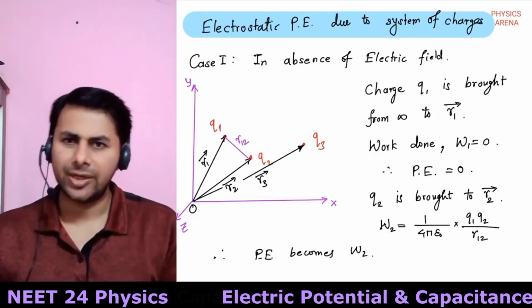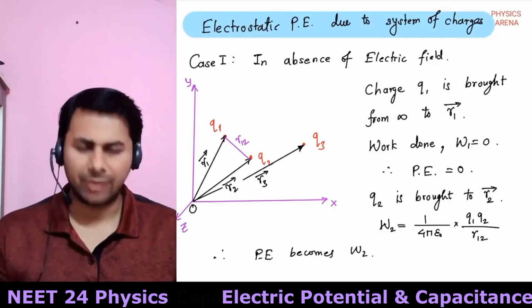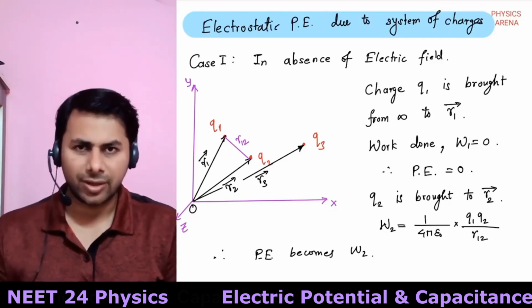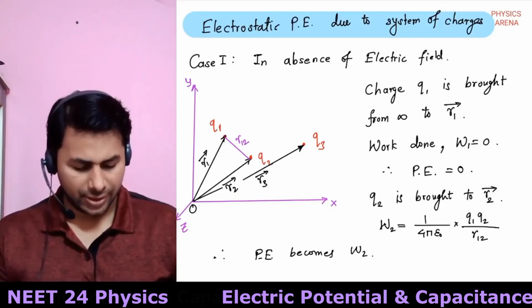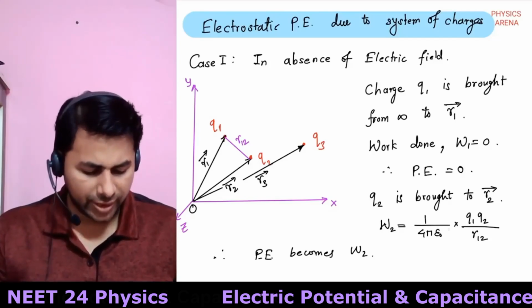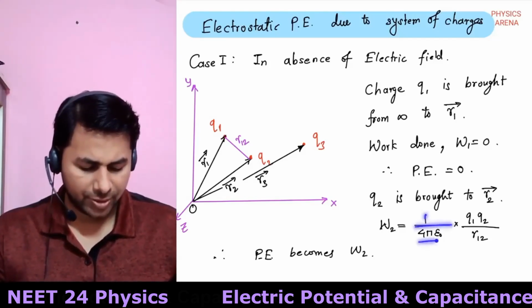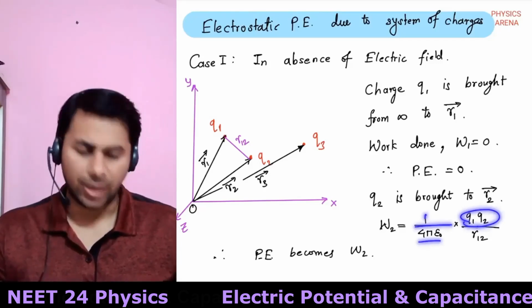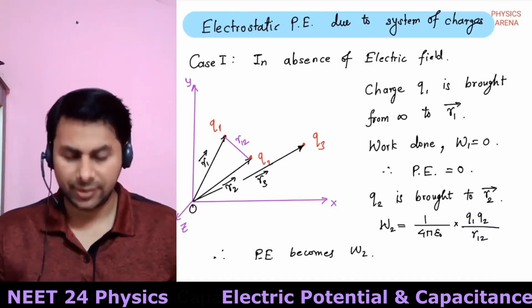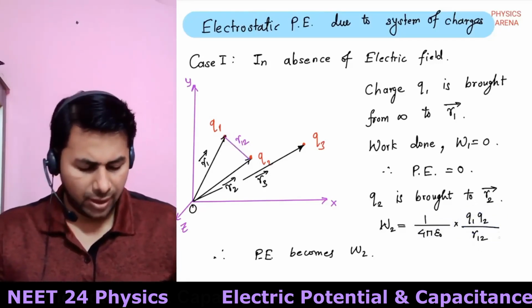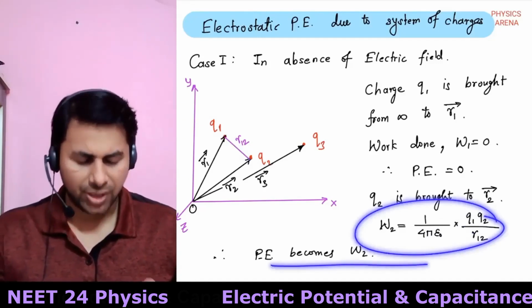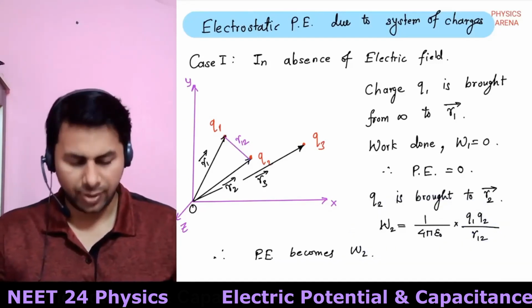Now you bring in the second charge. What will happen? You have to do some work, and we have found it out. There will be some work done which is equal to 1 upon 4 pi epsilon naught q1 q2 upon the distance between the two charges, r12, and this much would be the potential energy of this system.